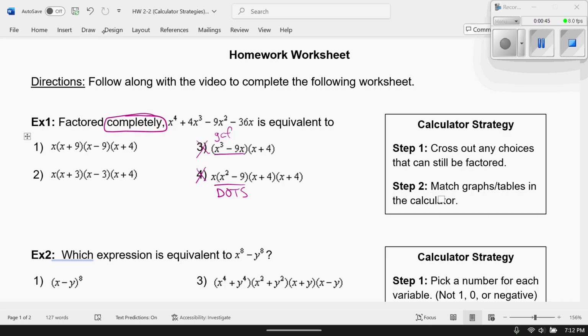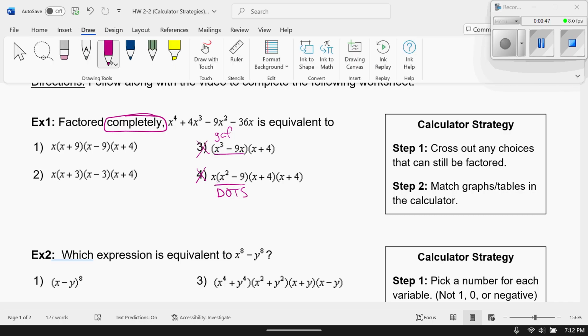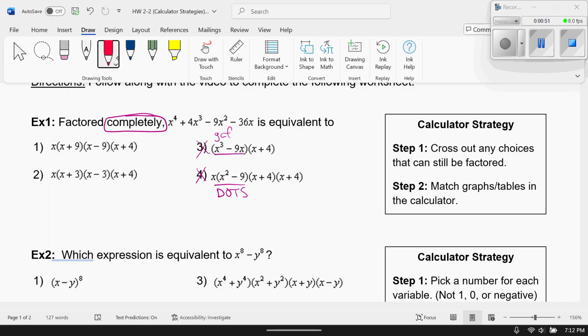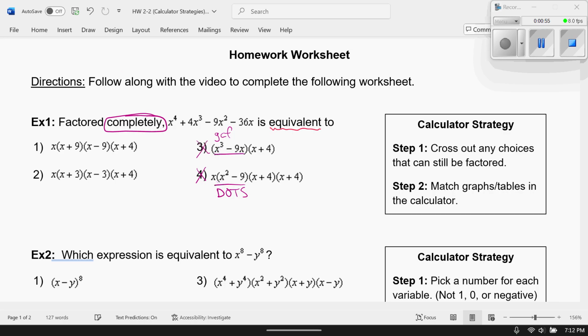Once you cross out all the ones that aren't fully factored, now you're going to go back and match graphs because of this word, equivalent. Anytime you factor something, it'll still be equivalent to the original question. That means we are going to take the question and put it in y1, and take our remaining choices and put them in y2 and y3 in the calculator.